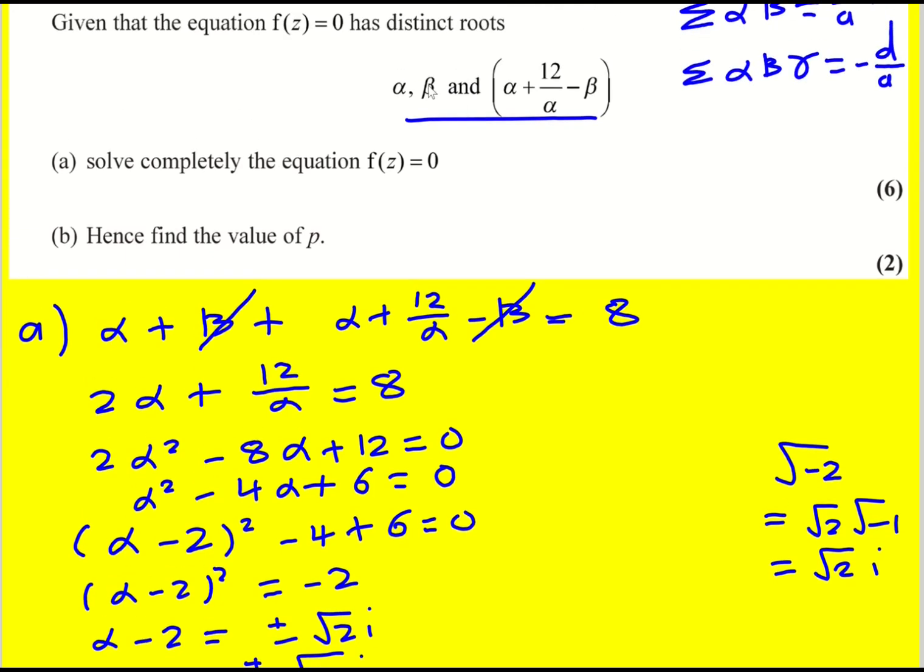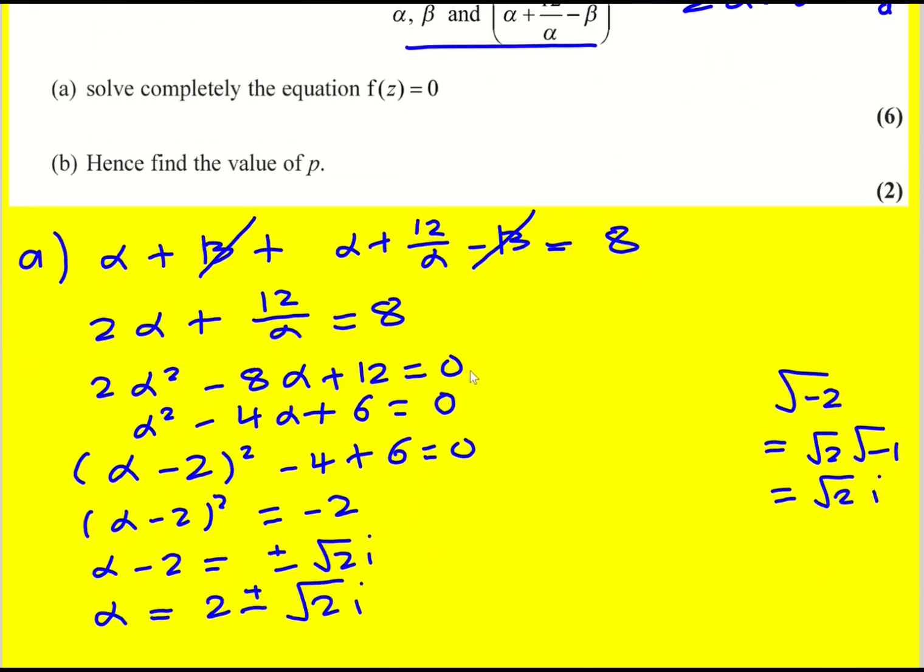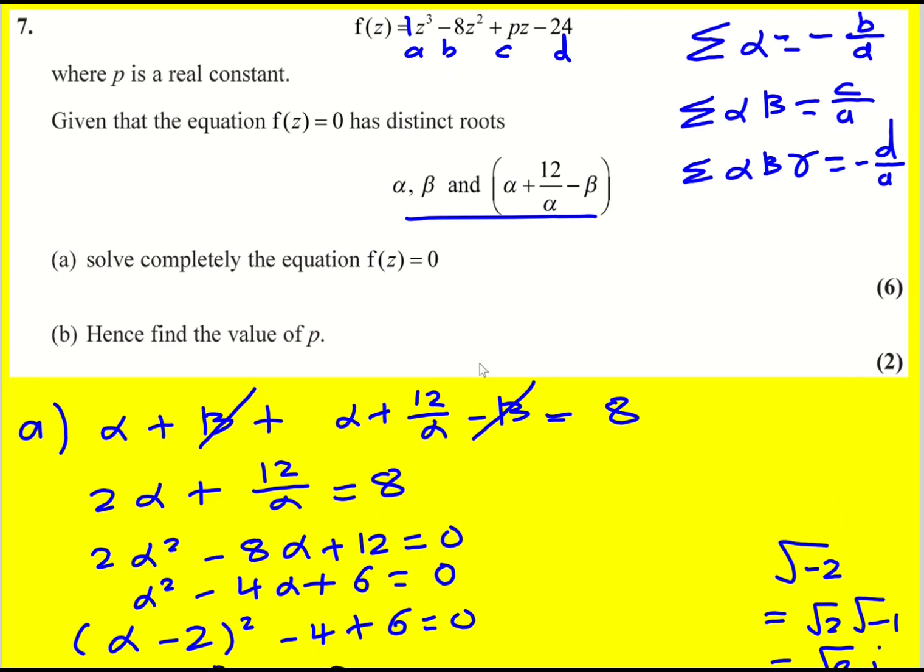Now, don't get hung up on whether beta is one of these roots or whether it's this one here, which one's real, which one's not. Actually, it's not going to matter. Let's just go back to the summation. So when we add them, we've got 2 plus root 2 i and 2 minus root 2 i as two of my roots. And then I've got my third root, which I'm just going to call gamma for the moment. I know the sum is equal to 8. They cancel. 4 plus gamma is 8, so gamma is equal to 4.